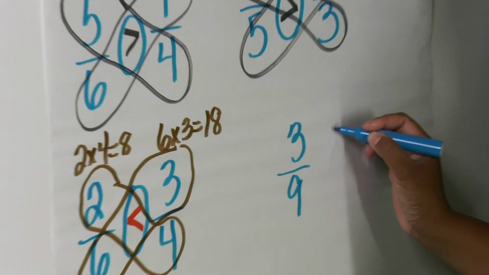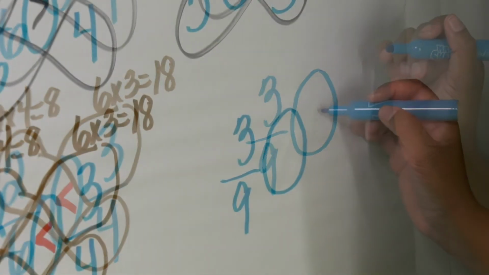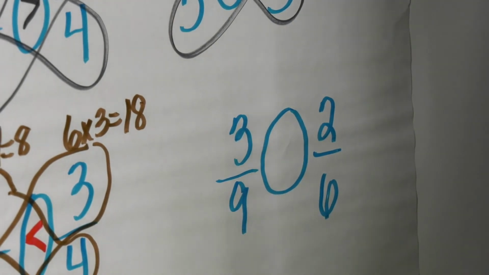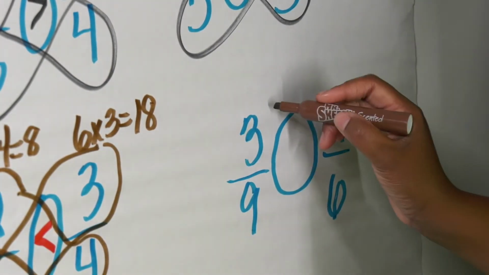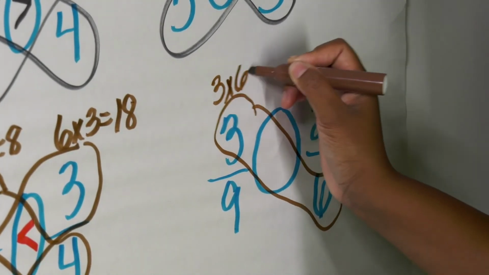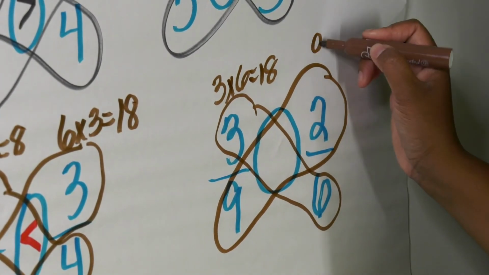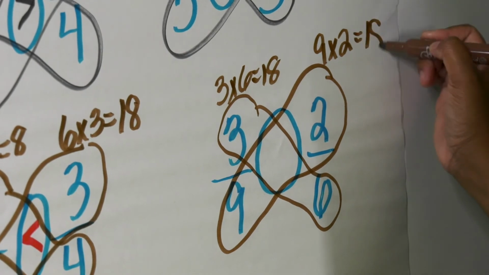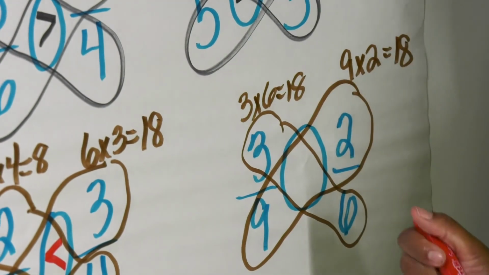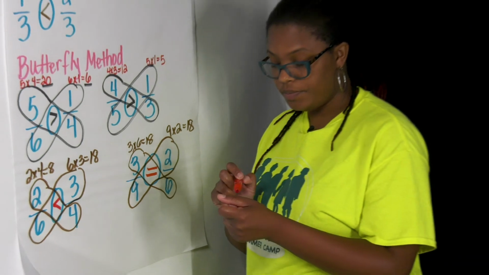3/9 compared to 2/6. Okay, so we are going to draw our butterfly wings. 3 times 6, which is 18, and butterfly wings here. 9 times 2, which is also 18. So guess what? 3/9 is equivalent or equal to 2/6.